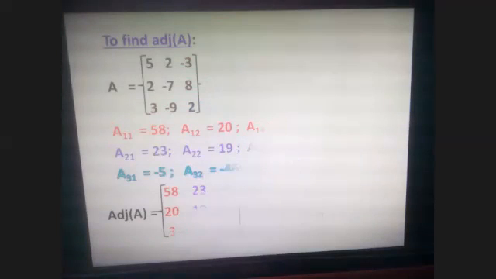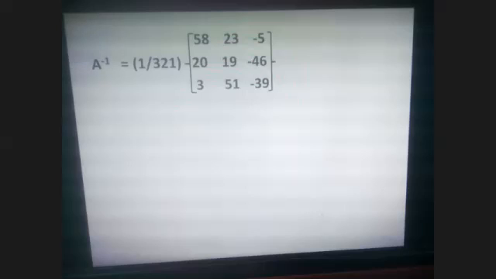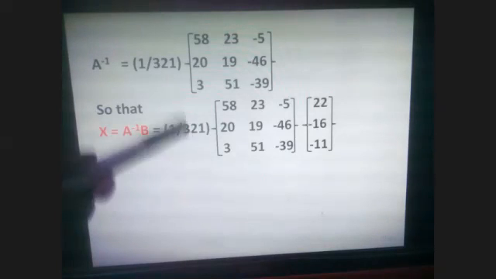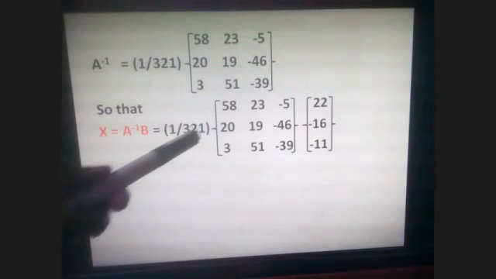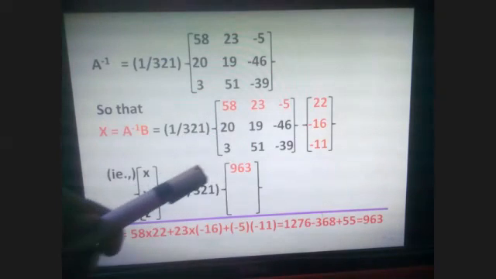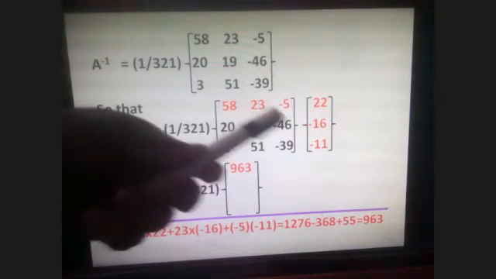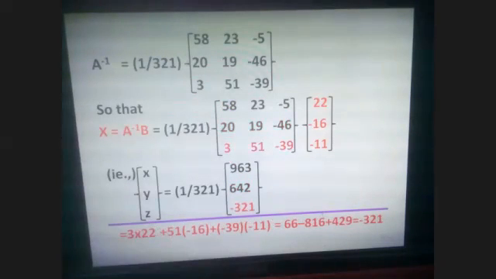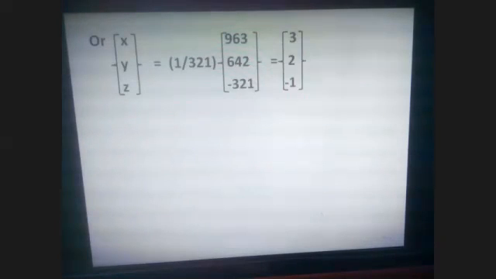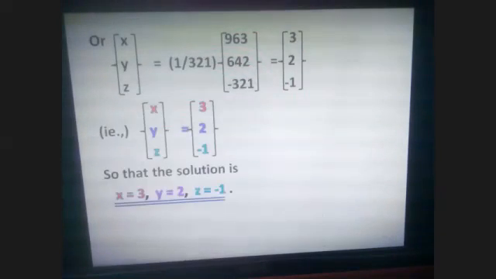Once we get the adjoint, we have A inverse is 1 by determinant into adjoint of A, so that x equal to A inverse B. I keep the constant outside itself for convenience. Later I will take inside. X, Y, Z equal to A inverse into B. We multiply, we get A inverse B. Now we may sometimes encounter fractions also. Luckily we have integer solution here. X equal to 3, Y equal to 2, and Z equal to minus 1.